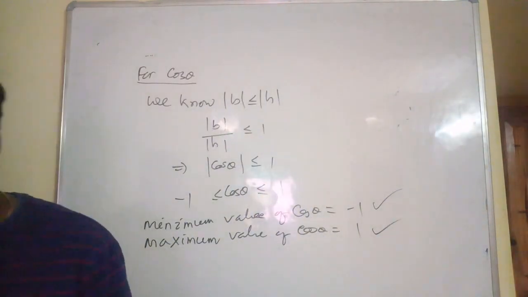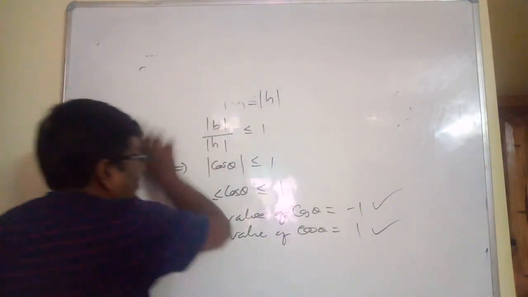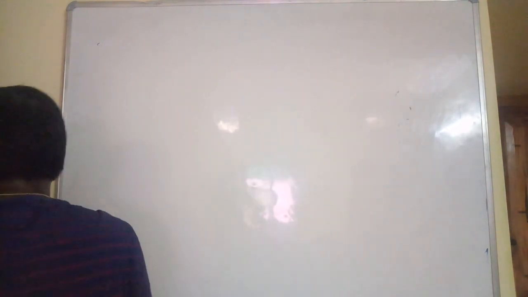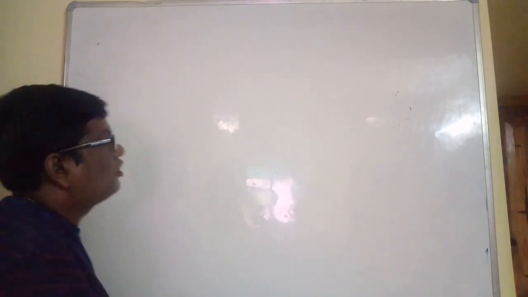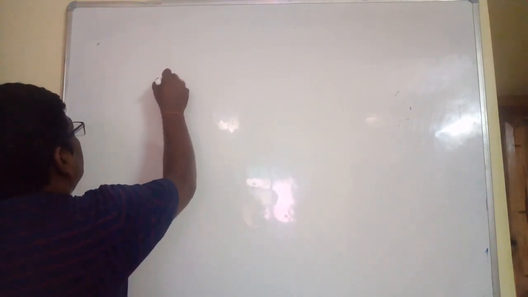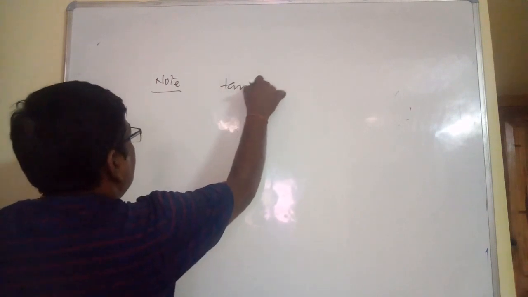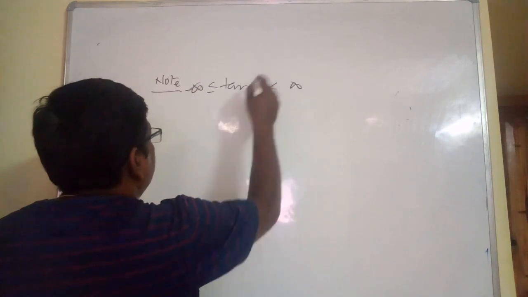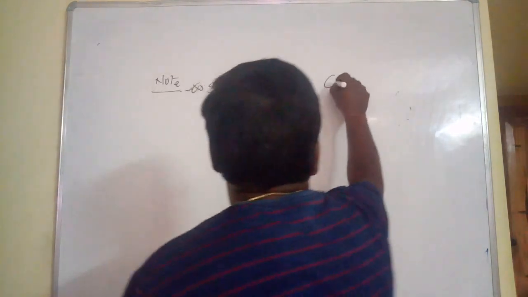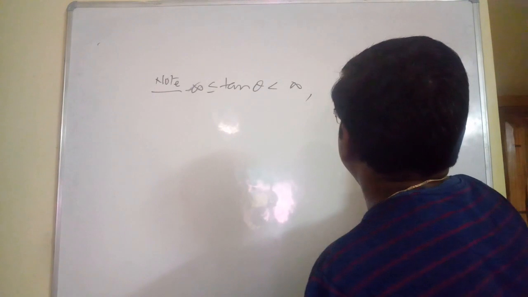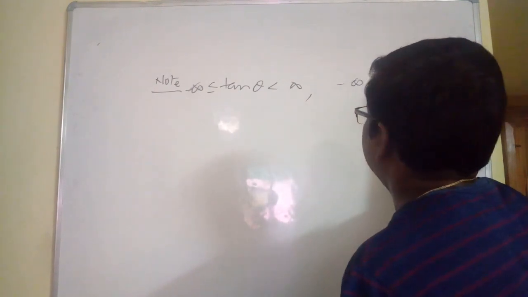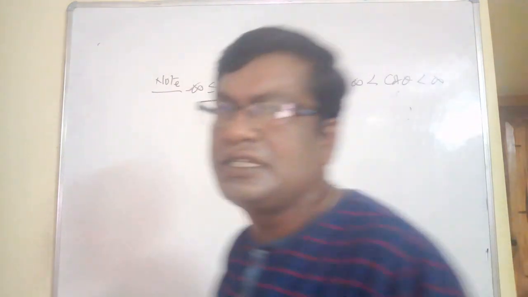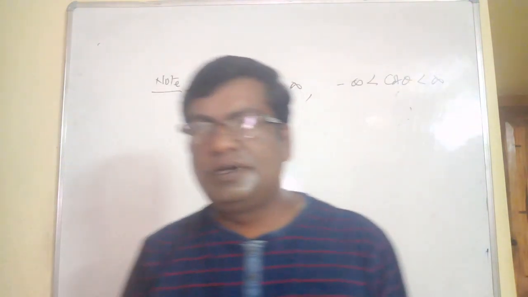Then about tan theta. From the table we know tan theta lies between minus infinity and plus infinity. Cot theta also lies between minus infinity and plus infinity. Note, tan theta lies between minus infinity and plus infinity, and cot theta lies between minus infinity and infinity. So the maximum value and minimum value in the case of tan theta and cot theta cannot be determined.